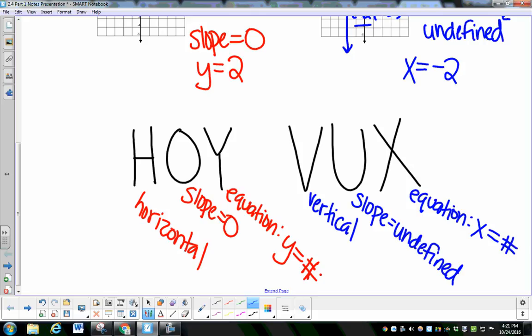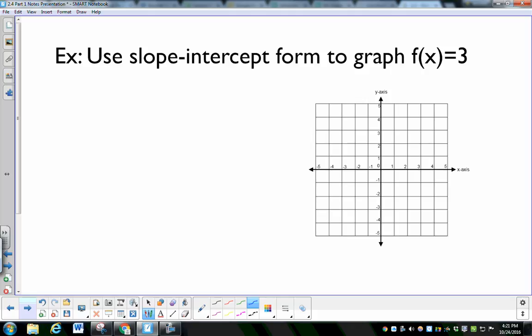We're going to graph something. For example, use slope-intercept form to graph f of x equals 3. Now, if you get scared by this f of x equals 3 thing, just remember that f of x is basically like y. It's our output. So it's really just saying y equals 3.